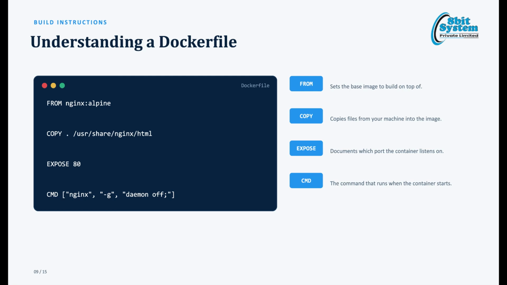Now COPY. COPY adds application files into the image. EXPOSE shows which network port the app will use. And at last, CMD. CMD tells Docker what command to run automatically when the container starts. Every Dockerfile follows the same basic pattern.